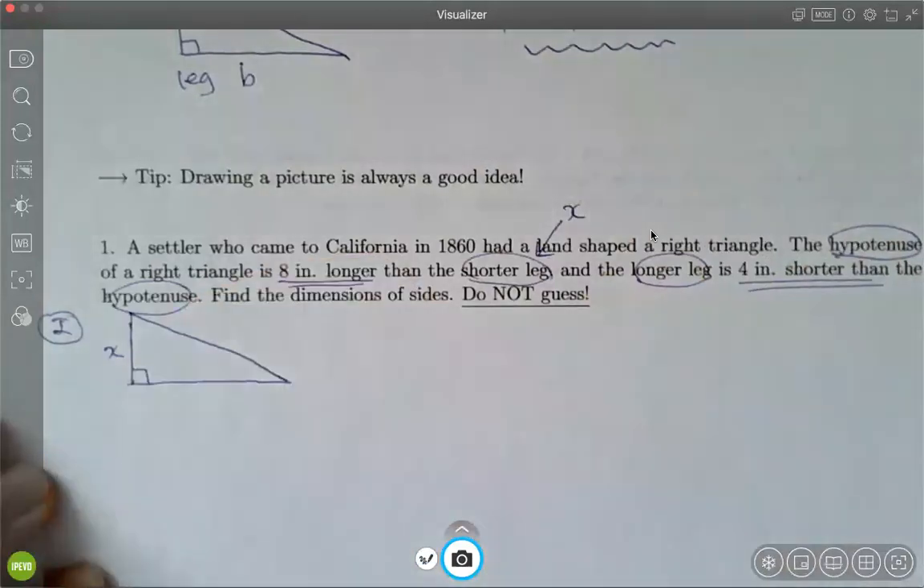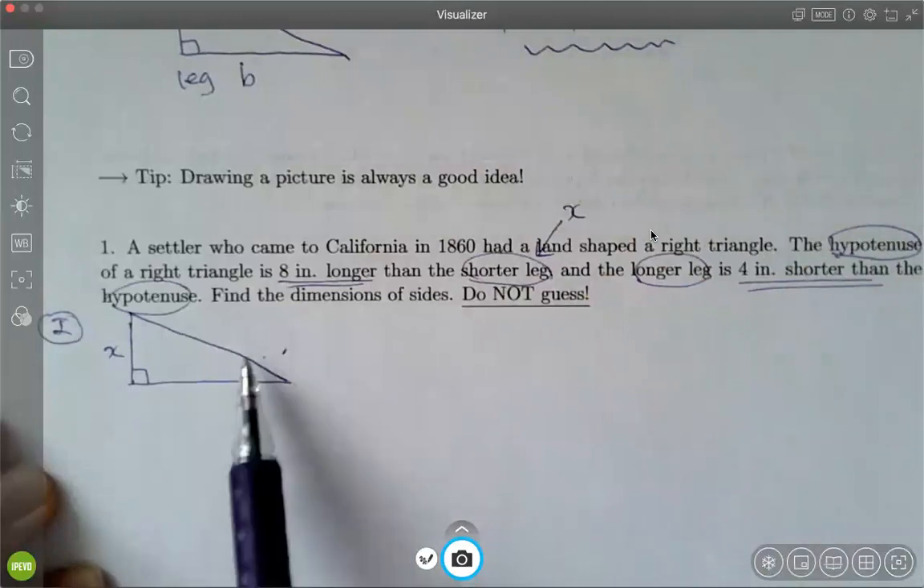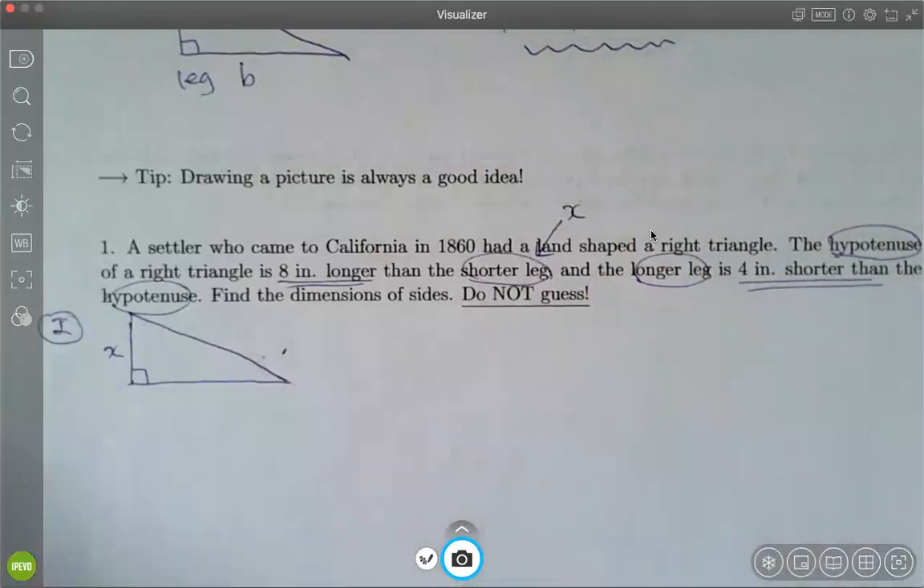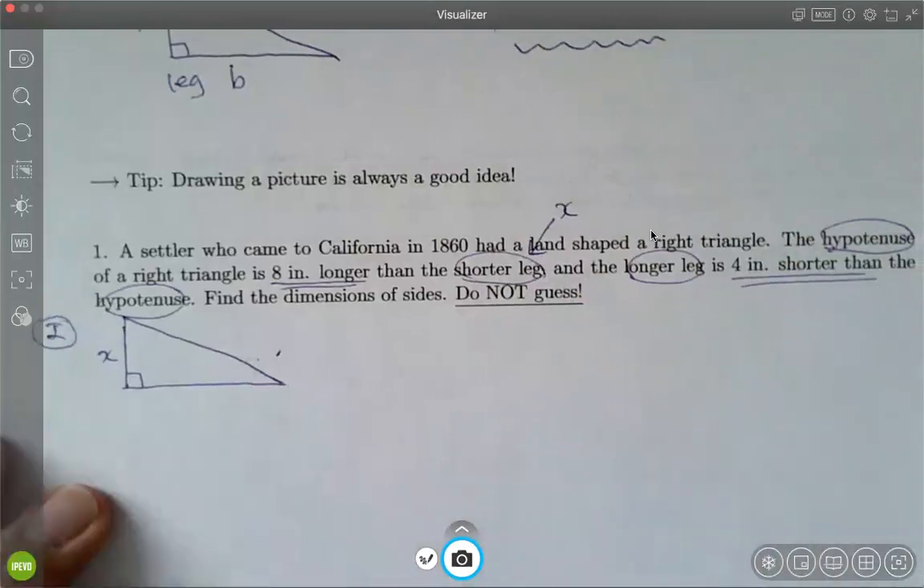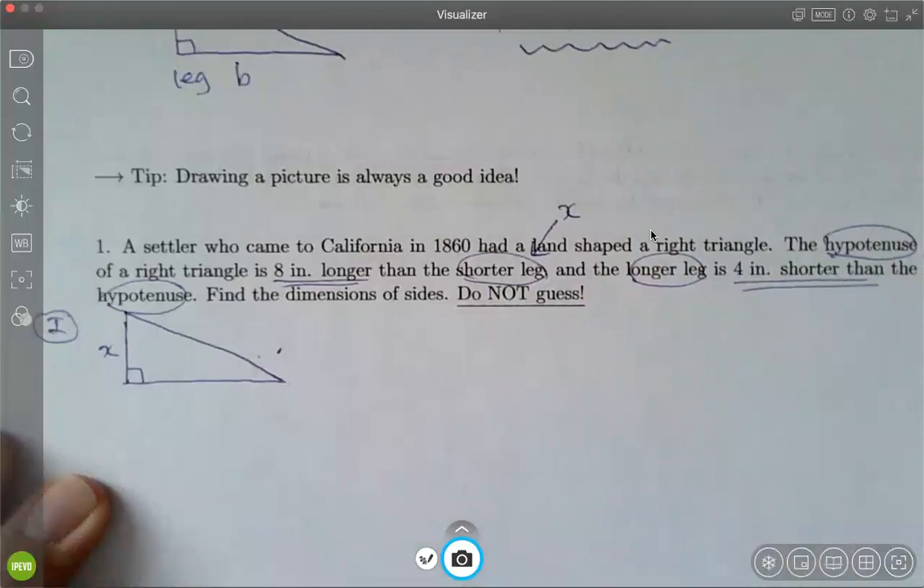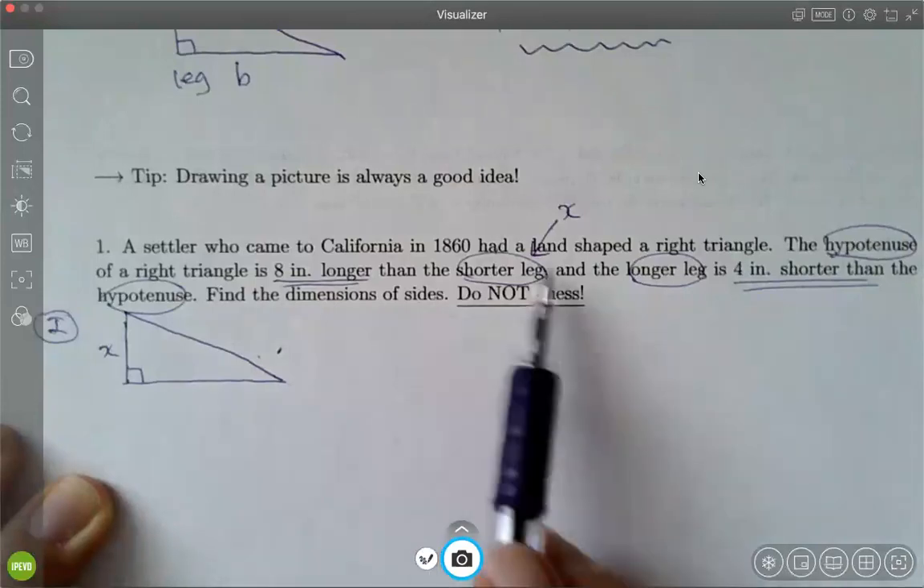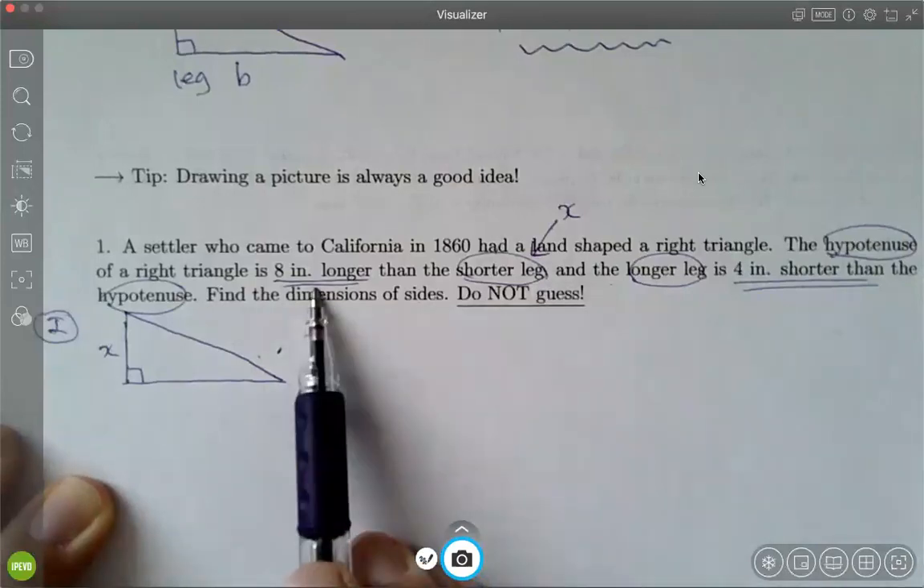So now what do we do next? Let's express the longer leg, which is b, and then the hypotenuse, which is c, in terms of x. So what's the expression for the hypotenuse in terms of x? X plus 8. Do you see why? 8 inches longer, right? So x plus 8, right? Yes.